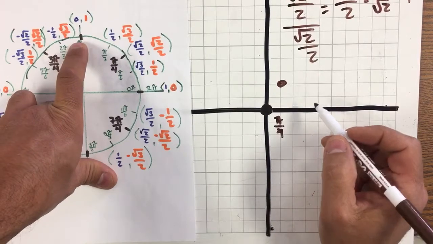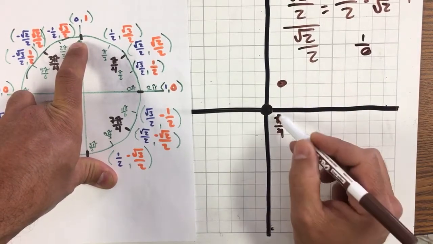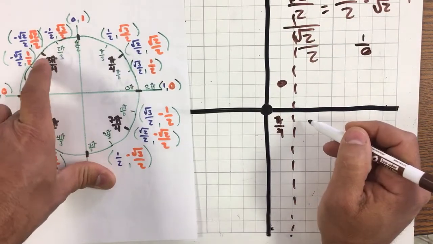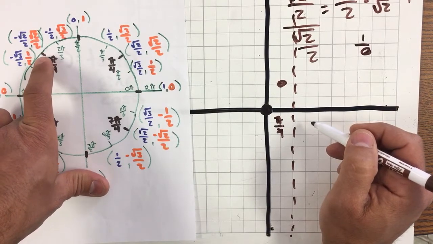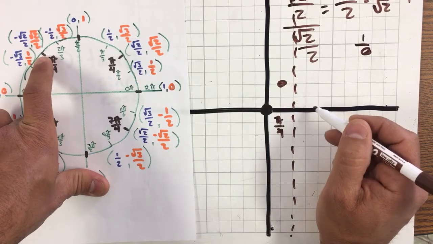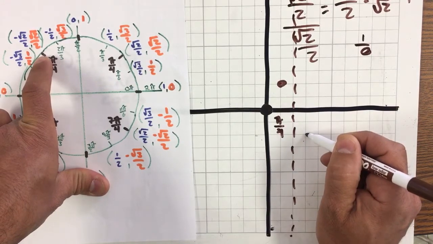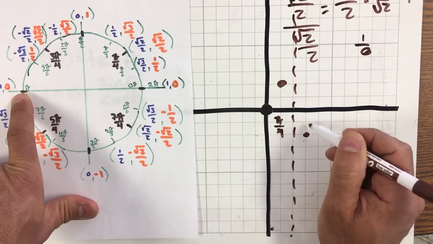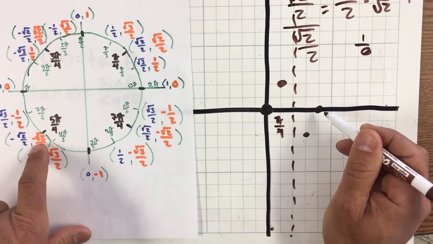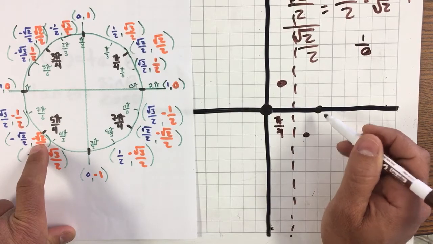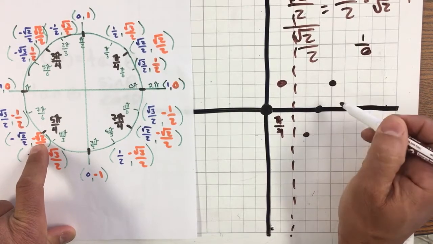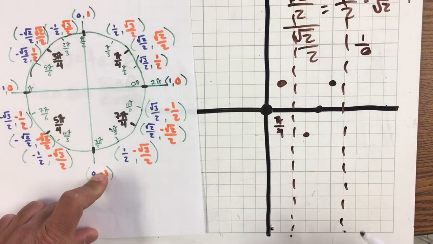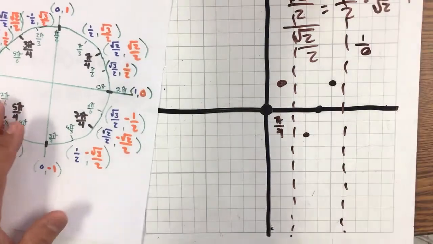The next one's going to be here. That's going to be 1 over 0, which is undefined. So I'm going to make an asymptote right here. The next one's going to be square root of 2 over 2 over negative square root of 2 over 2, which is going to be negative 1. The next one's going to be 0 over negative 1, which is just 0. The next one's going to be negative square root of 2 over 2 over negative square root of 2 over 2, which is going to be 1. The next one's going to be negative 1 over 0, which is an asymptote. And then we're going to find out that this pattern repeats over and over and over.